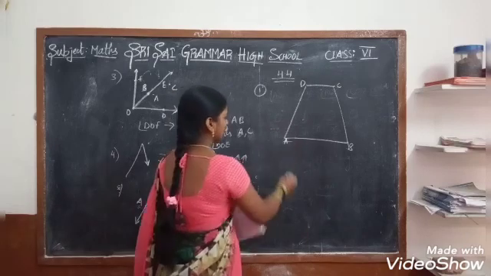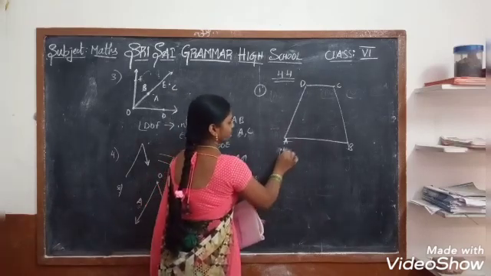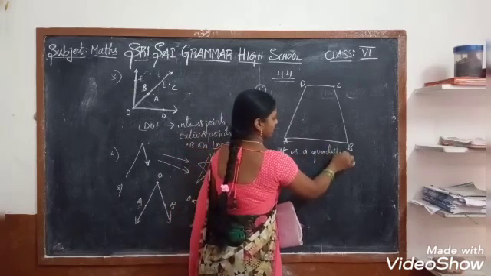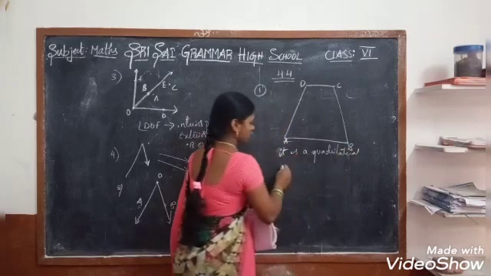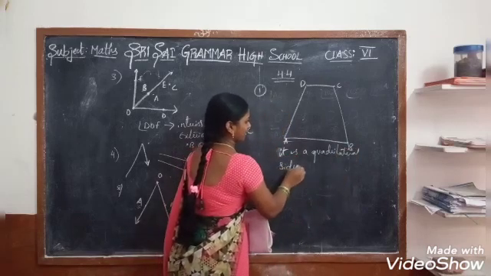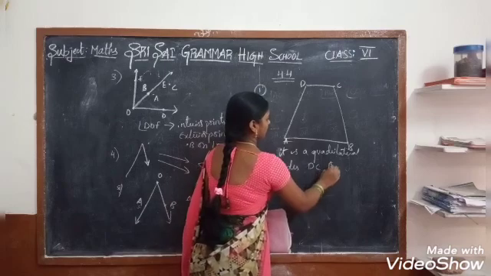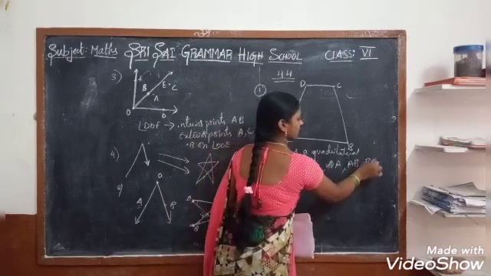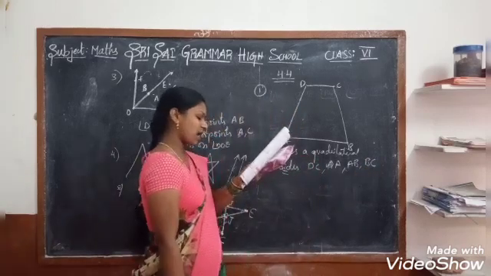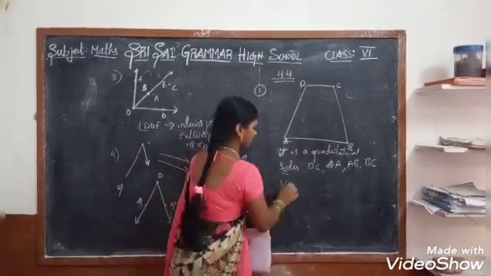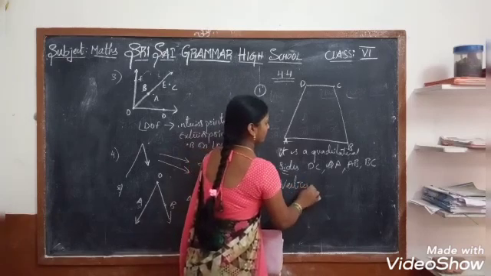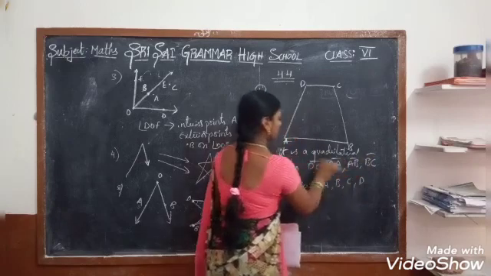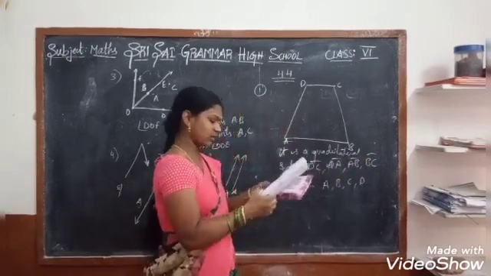The sides are... it is a quadrilateral. All 4 sides are different. Now, what are the sides? AB, BC, CD and DA are the sides. And what are the vertices they have given here? A, B, C, D are the vertices.